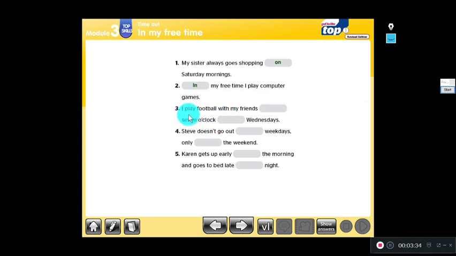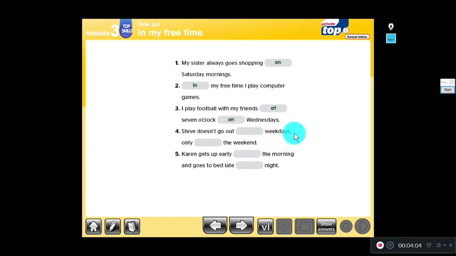Number 3. I play football with my friends. We have an hour. 7 o'clock. ¿Quién trabajaba con la hora? ¿Quién era el más específico? Era at 7 o'clock. Next one, we have Wednesdays. A day of the week, un día de la semana. ¿Quién trabajaba con los días de la semana? Era on Wednesdays.